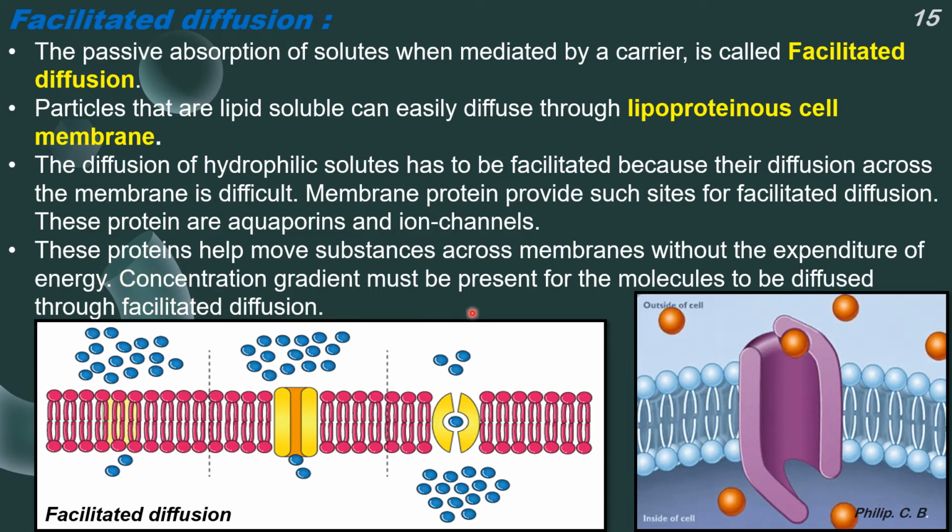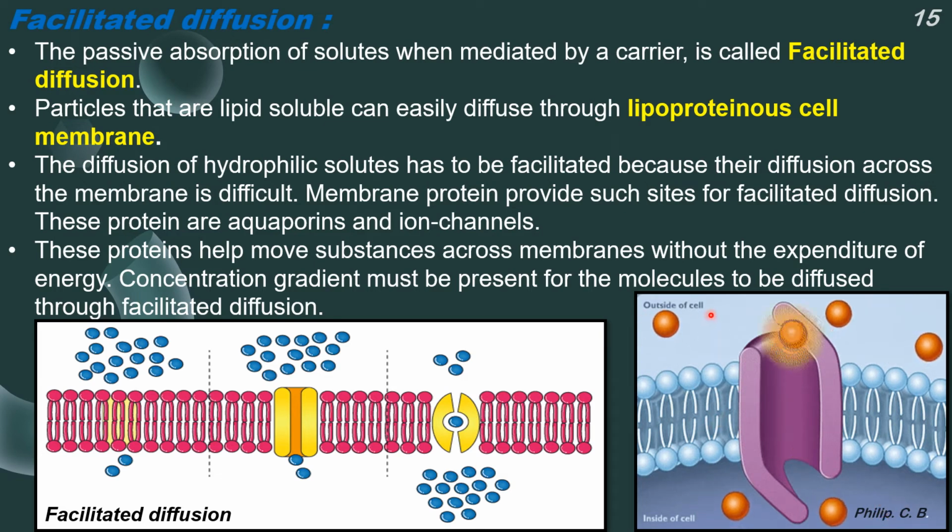A concentration gradient must be present for the molecules to be diffused through facilitated diffusion. So there should be a particular concentration gradient because of which the molecules can easily be diffused or carried through facilitated diffusion. So here we can see what is facilitated diffusion. Here the cell membrane, as you saw in the earlier images, the molecules are present, and how they are passed through is better understood by the animation over here.